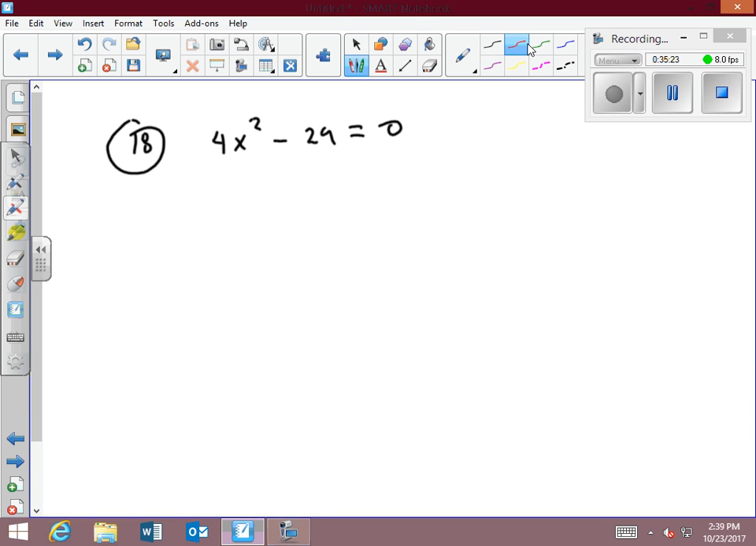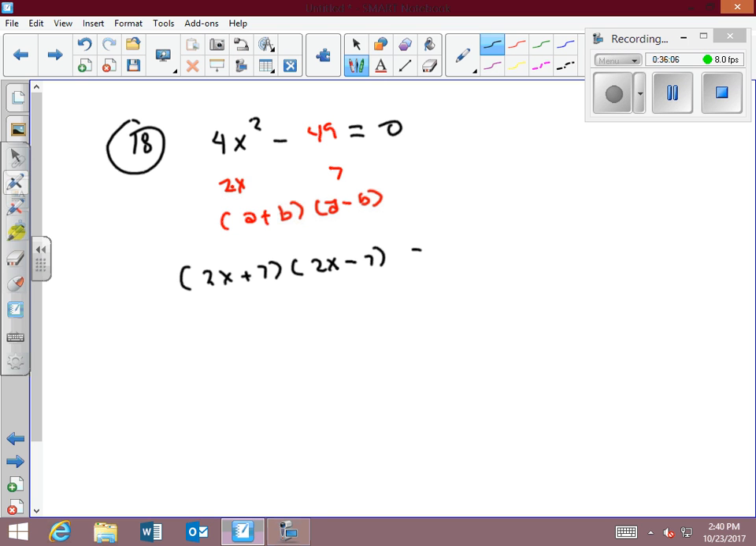Difference of squares. What's being squared in the first place? What's being squared in 4x squared? 2x. What's being squared in 49? 7. So it's a difference of squares, which factors into a plus b, a minus b. So then the factorization is going to be what? 2x plus 7 times 2x minus 7, and this is equal to 0. Don't forget to bring down that equal sign.